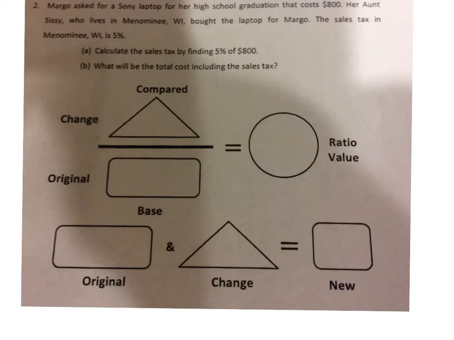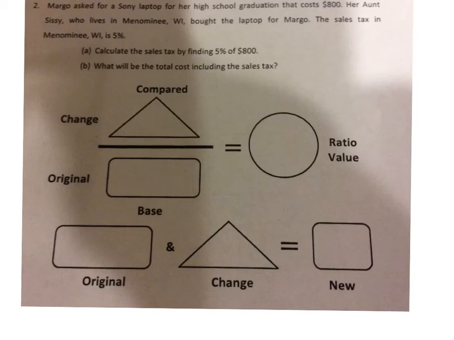Next question says Margot asked for a Sony laptop for a high school graduation that cost $800. Her aunt Sissy, who lives in Menominee, Wisconsin, bought the laptop for Margot. The sales tax in Menominee, Wisconsin is 5%. So we have to do a couple things. We have to calculate the sales tax by finding 5% of 800 and what will be the total cost including the sales tax.